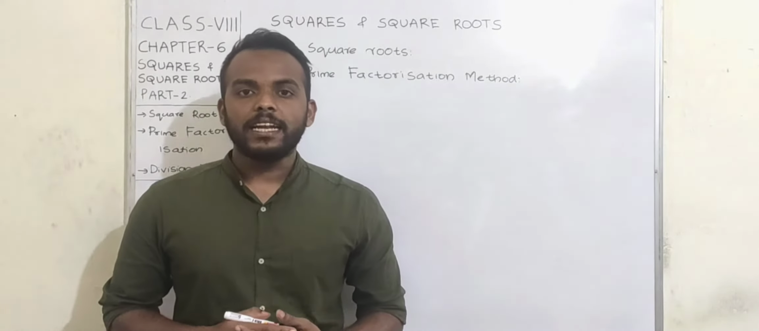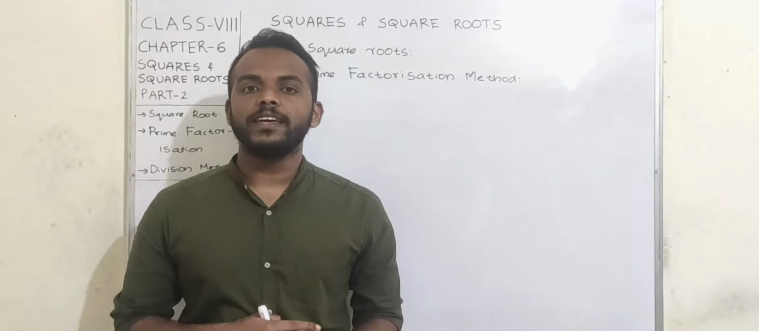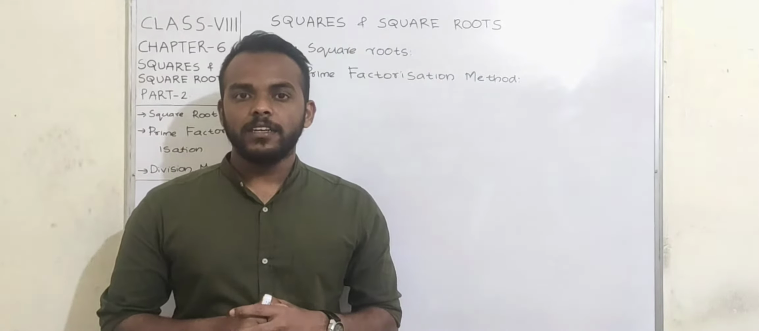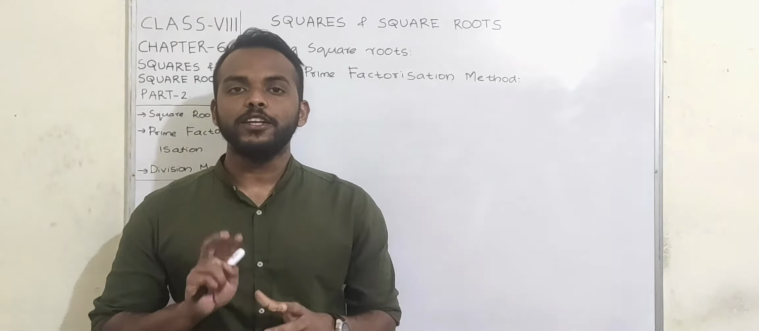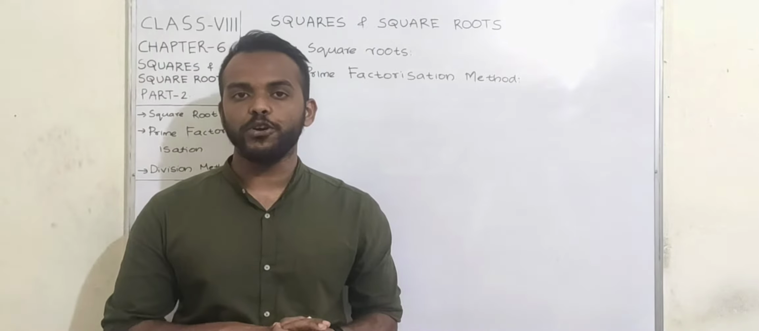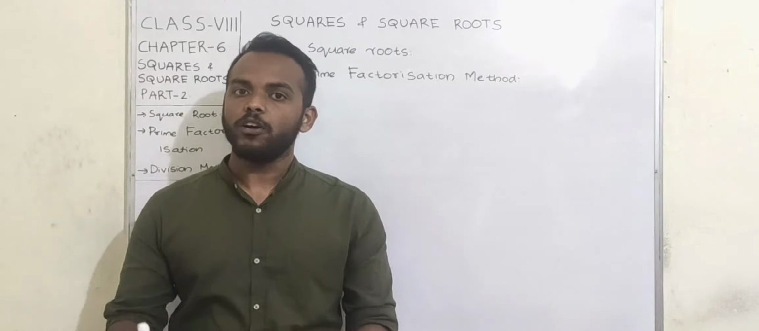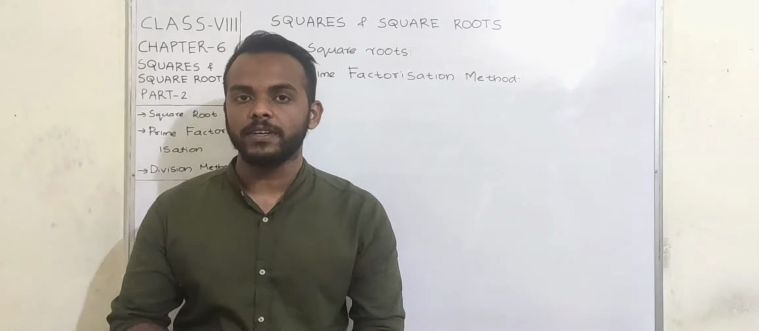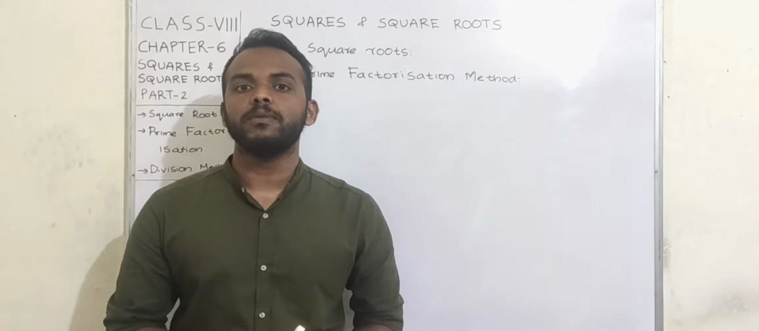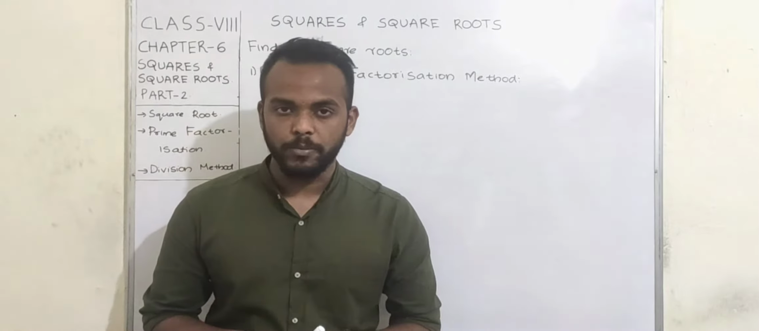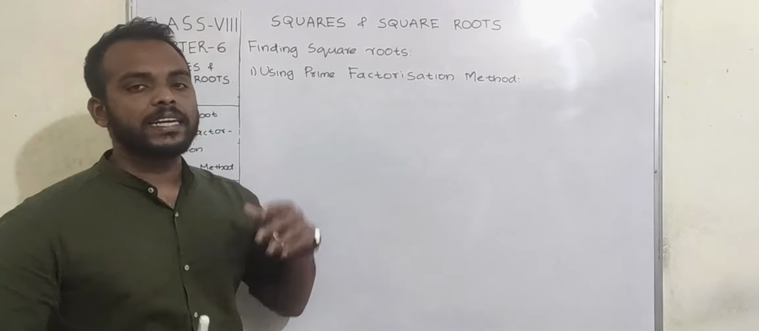So we have discussed that we can find the square root of a given number. Now there are mainly two different methods to find the square root of a number. First one is using the prime factorization method, or simply prime factorizing the given number. Second one is the division method. Let's see them one by one. First one, prime factorization method.